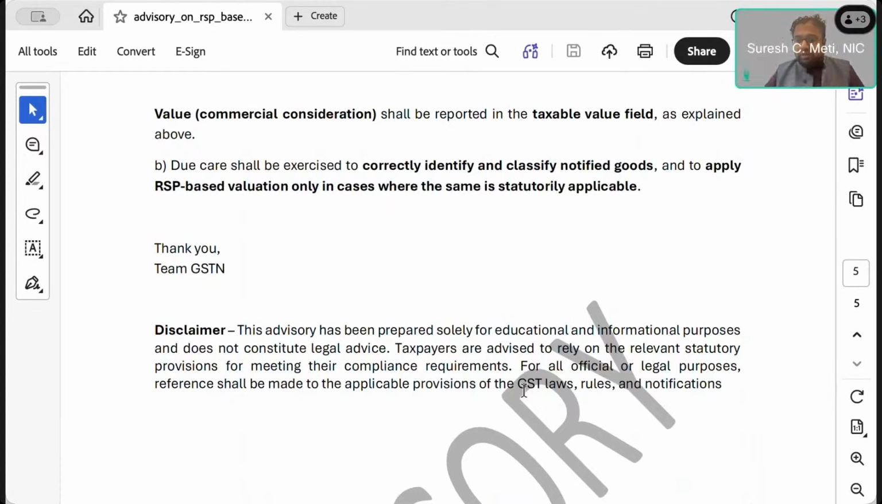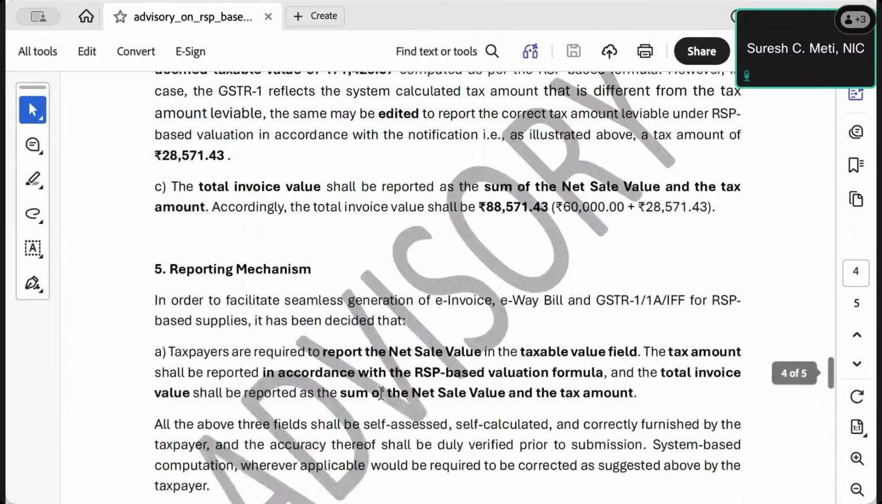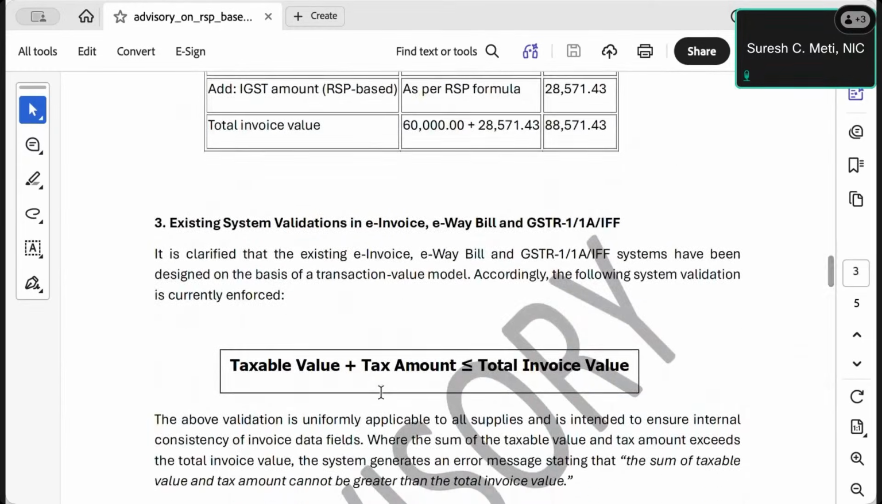Thank you. So, as mentioned by Mr. Balaji Krishnan, there were certain validations which were forcing the taxpayers to enter the values as per the specified validations in our e-way bill and e-invoice portal. So, one of them for the e-way bill system is that the total invoice value should not be less than the taxable value plus the tax amount for that particular invoice.